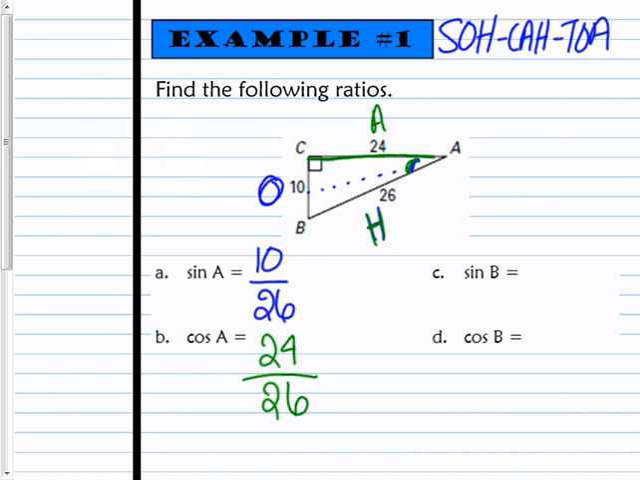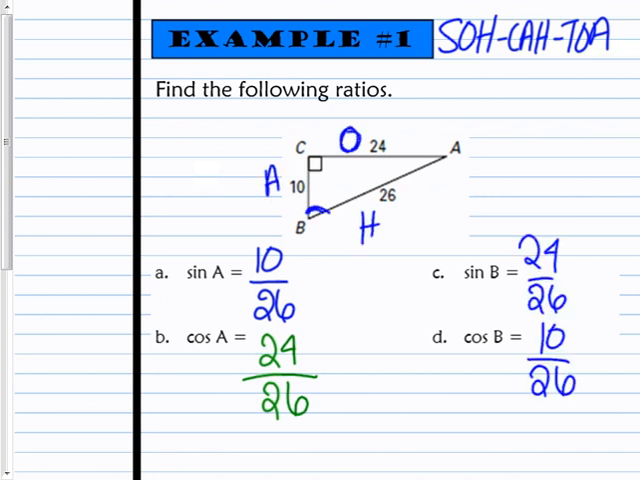So now we have the perspective of angle B, and I want you to go ahead and pause this video and see if you can write down the ratios for the sine of angle B and the cosine of angle B, and then check your work. Okay, so from the perspective of angle B, CA is opposite the angle, CB is adjacent to the angle, and BA is the hypotenuse, regardless of what the perspective is. So the sine of angle B is 24 over 26, and the cosine of angle B is 10 over 26. Hopefully you got those right.